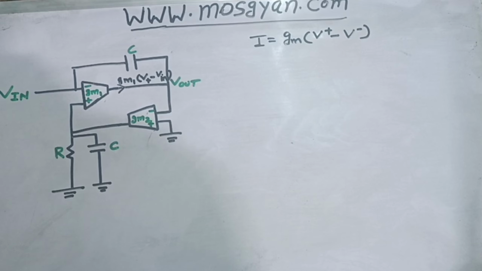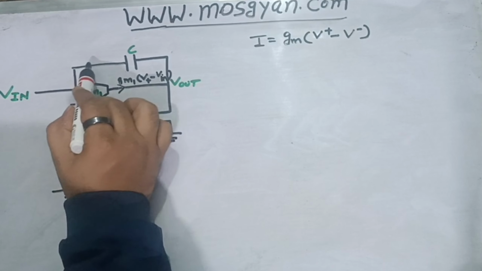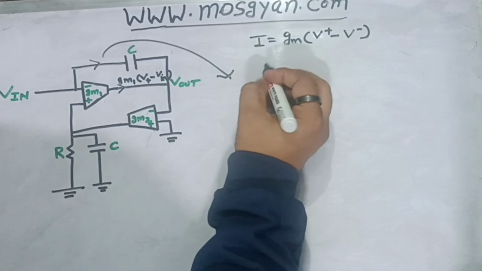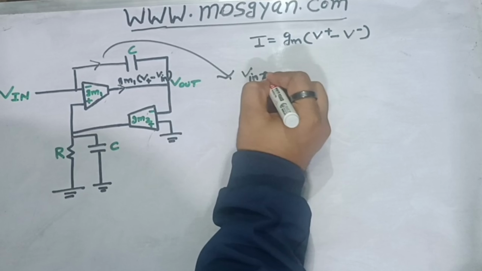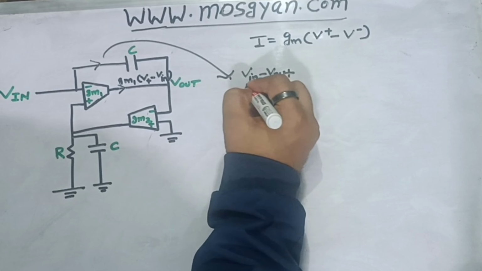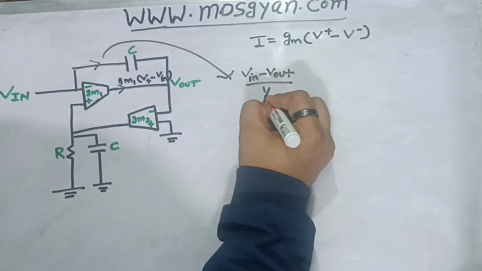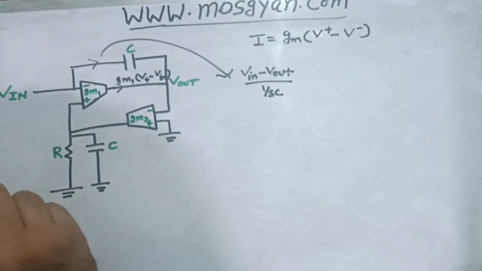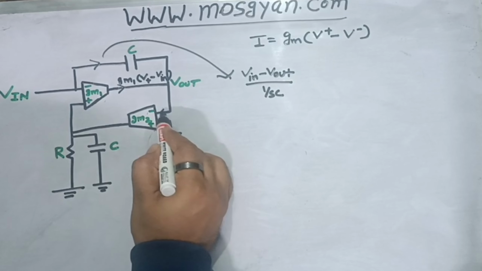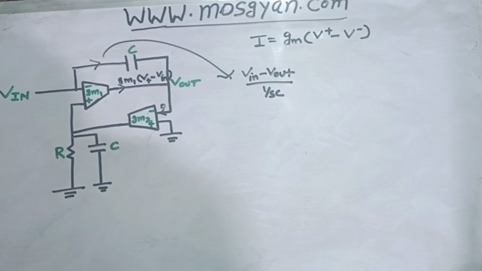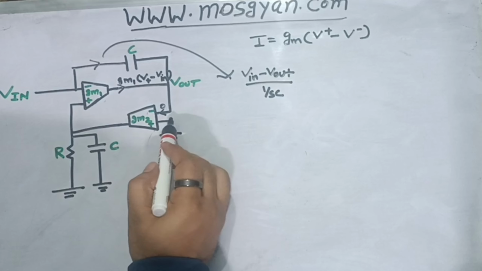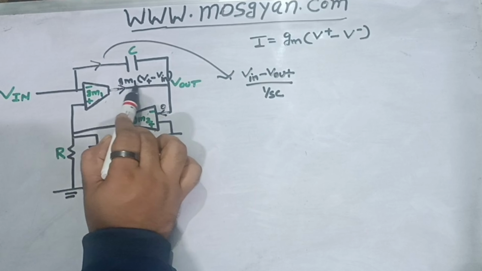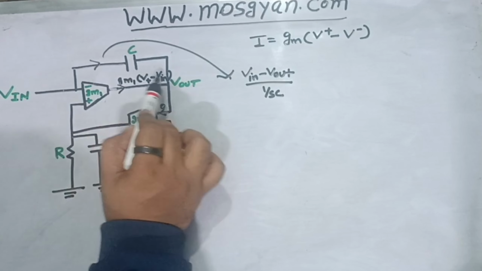Now if I have to write the current equation which is flowing in this path, that can be represented by (Vin minus Vout) divided by 1 upon SC. 1 upon SC is the Laplace transform of this capacitor. Now there won't be any current going inside this terminal. This will be zero current. So now we know the three currents. One current 0 which is going in this terminal, one current which is coming out from this terminal, and one current which is flowing between Vin and Vout.